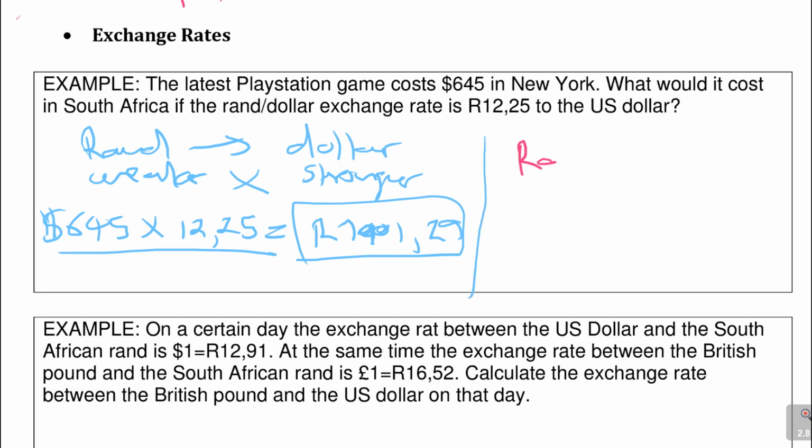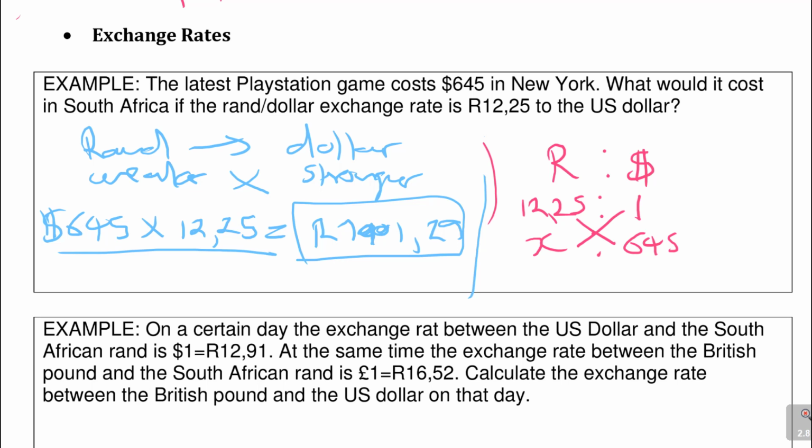Alright. If you like proportion, which is what I prefer, let's use R for rand. R is to dollar. So what we have is rand to dollar. So 1 US dollar is to 12.25 rand. What about 645 is to X? You see, you cross multiply. That's why 645 times 12.25 is equal to X. That's the proportion there. We'll use it mainly in the next one.